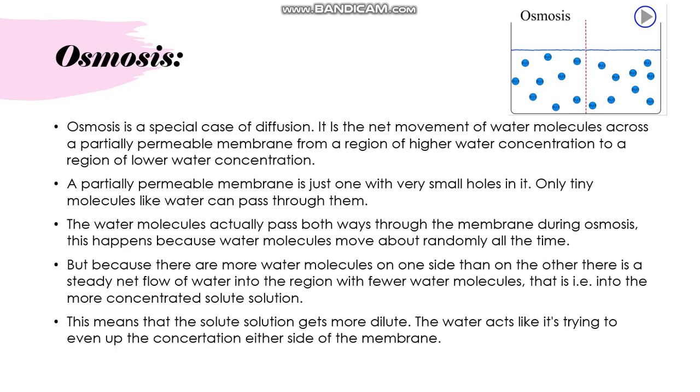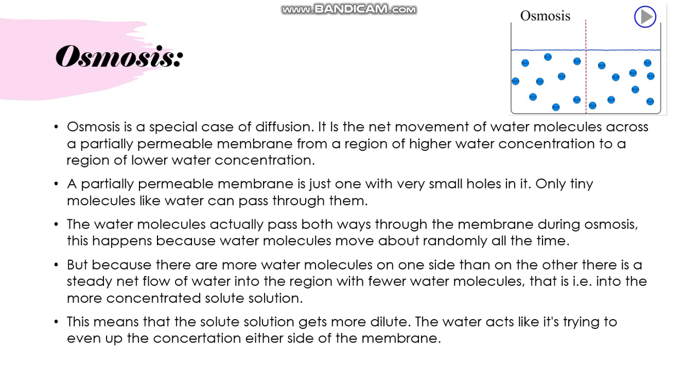This happens because water molecules move about randomly all the time. But because there are more water molecules on one side than the other side, there is a steady net flow of water into the region with fewer water molecules. That is, i.e., into the more concentrated solute solution. This means that the solute solution gets more dilute.